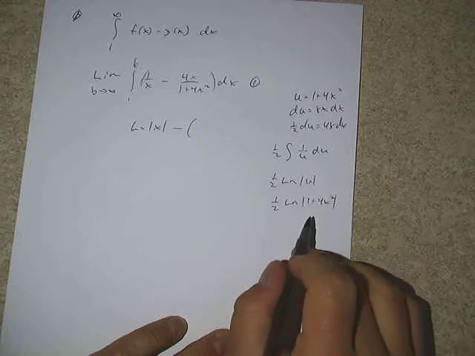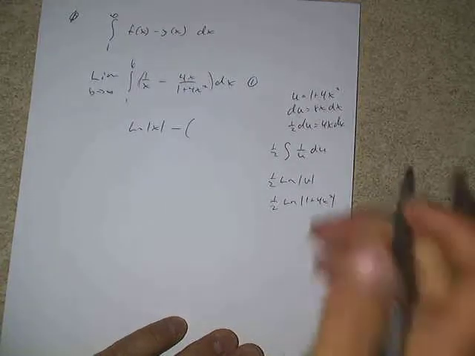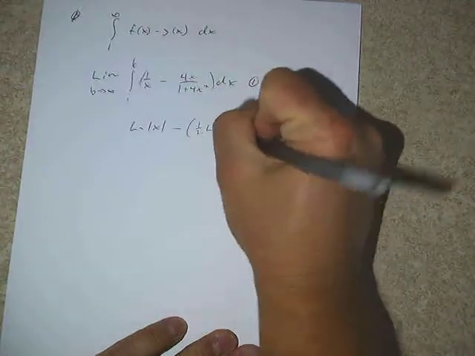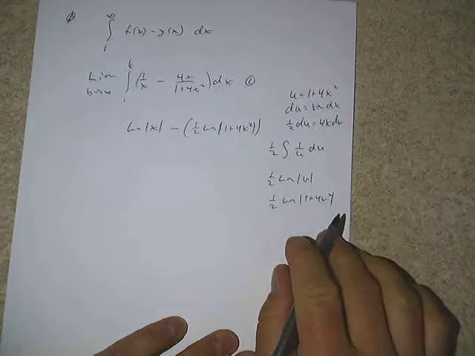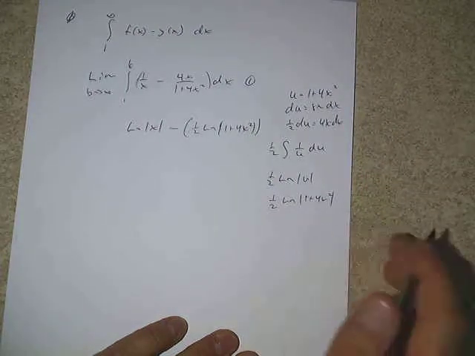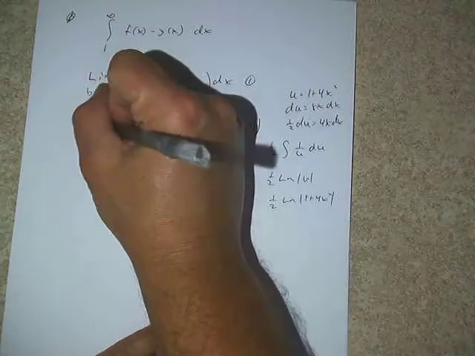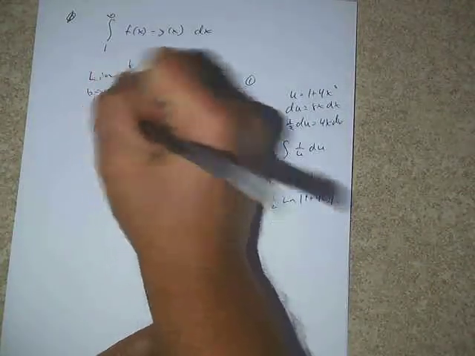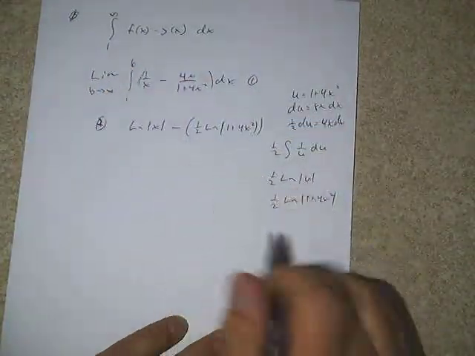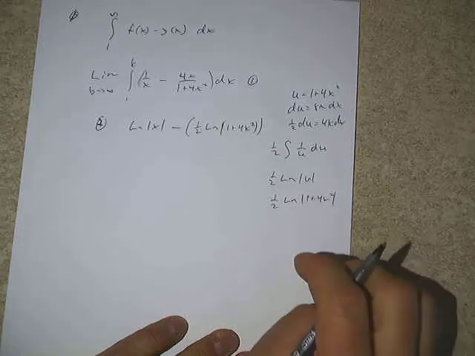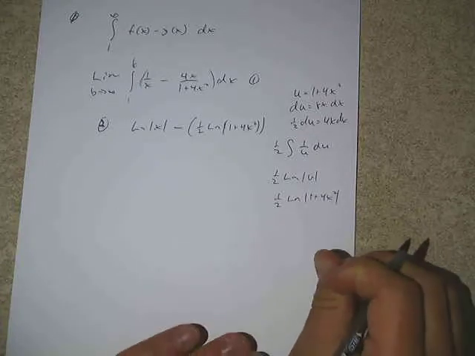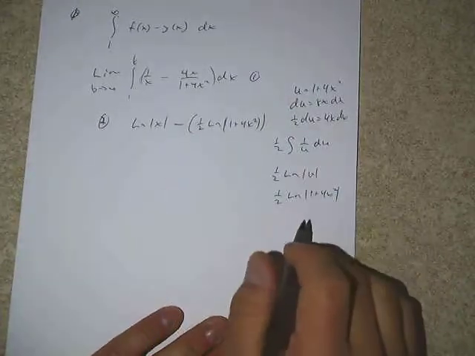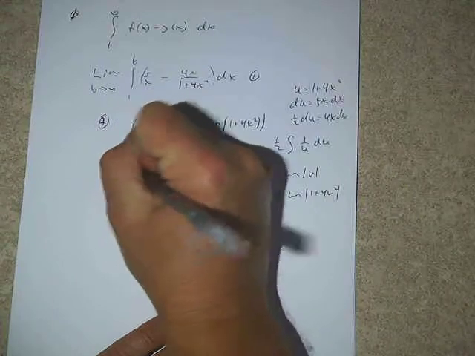And so we'd ultimately end up with natural log of absolute value of u, which would be natural log of absolute value of 1 plus 4x squared. And keep in mind we don't really need the absolute value for this because this can't be negative. So at this point, we can write 1/2 natural log of 1 plus 4x squared. Alright, 2 points for anti-differentiating correctly.